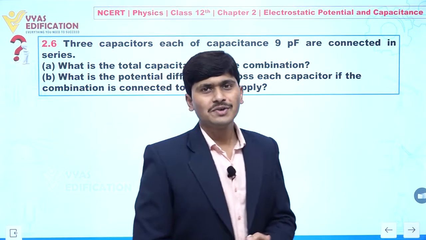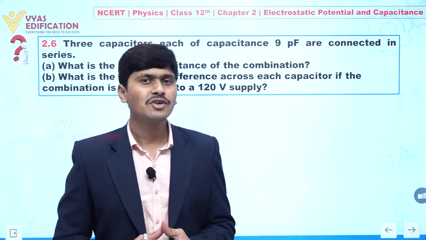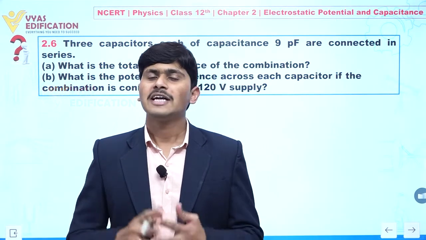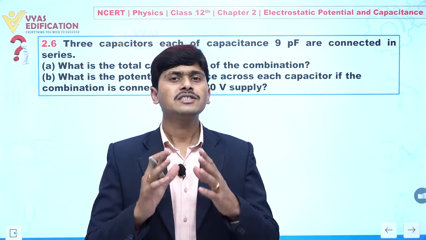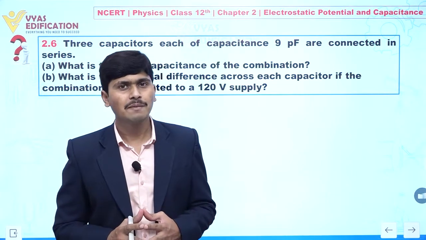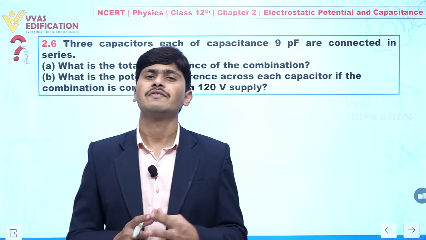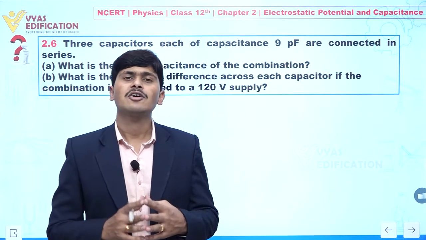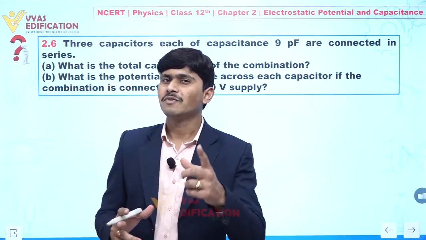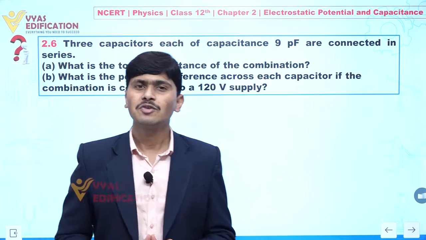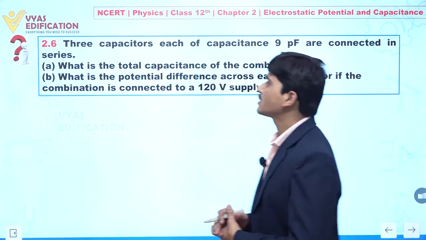Now dear student, we are going to discuss question number 2.6, and in this question we will discuss the combination of capacitors. We know we have two types of combination, series combination and parallel combination. In series combination, the charge on each capacitor remains the same, but the voltage is divided, or we can say V becomes V1 plus V2 plus V3. But in parallel combination, the potential difference across each capacitor remains the same, but the charge is divided, Q equal to Q1 plus Q2 plus Q3. Clear? So now we are going to discuss this question.